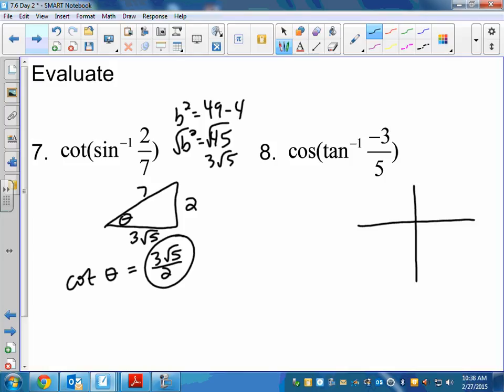So you still have to know those restricted domains and ranges if they give you a negative. If they give you a positive, it's always going to be in quadrant 1. But for sine and tangent, if they give you a negative, it's going to be down here in quadrant 4. If they give you a negative inverse cosine, cosine is stuck between 0 and pi, so that would be over here in quadrant 2. And so that's the part you need to pay attention to. So on this one, tangent, if this is my theta, tangent is opposite, so that's negative 3. This is 5. So that's how I know that the x would be positive and not negative, is because in quadrant 4, the x value would be positive.